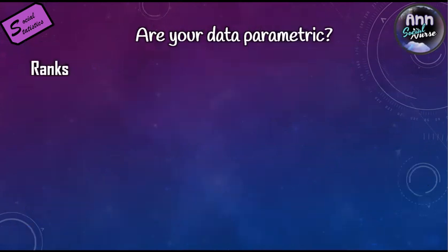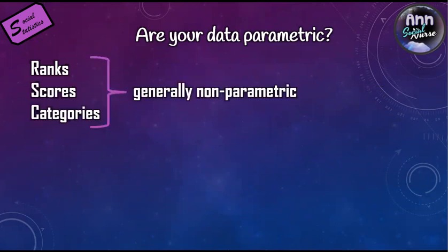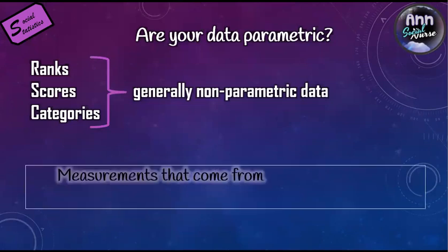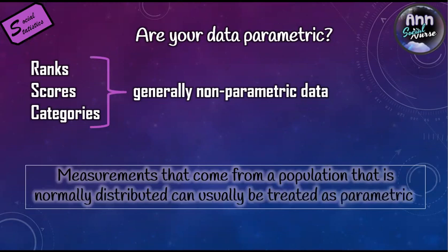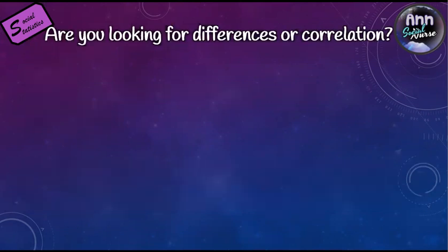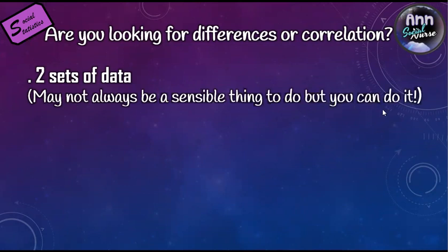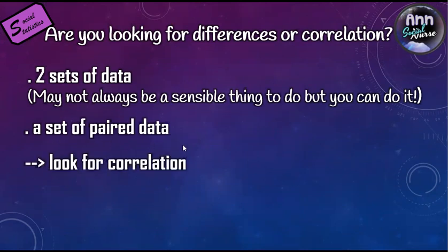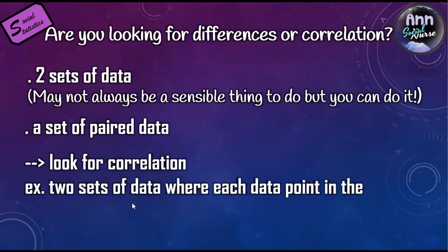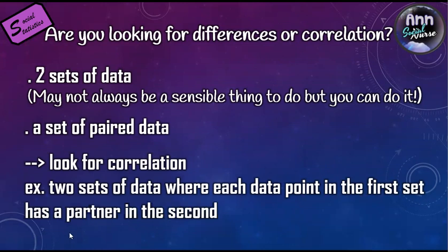Are your data parametric? Ranks, scores, categories generally are non-parametric data. Measurements that come from a population that is normally distributed can usually be treated as parametric. Are you looking for differences or correlation? You have two sets of data. It may not always be a sensible thing to do, but you can do it. There is a set of paired data, just like the example we had last slide. Look for correlation. Two sets of data where each data point in the first set has a partner in the second, like the weight of child 1 before and after, and so on.